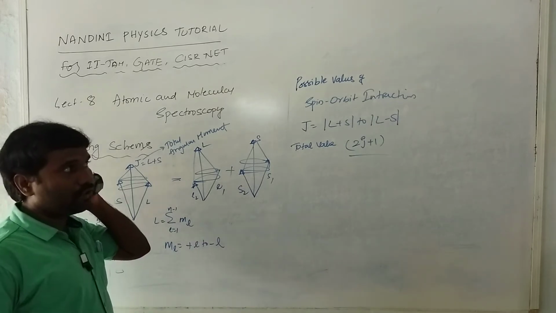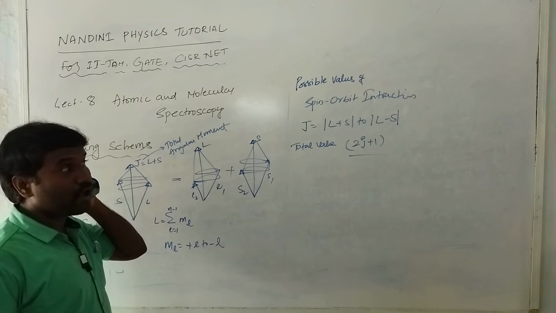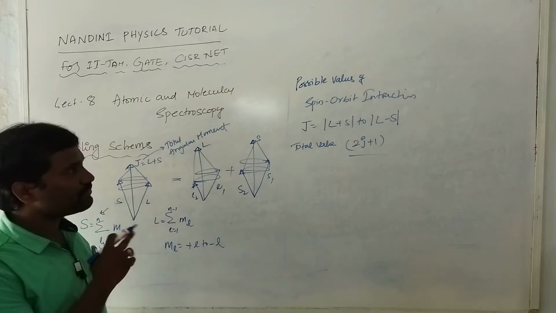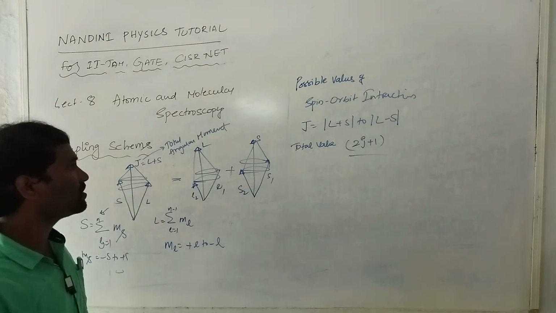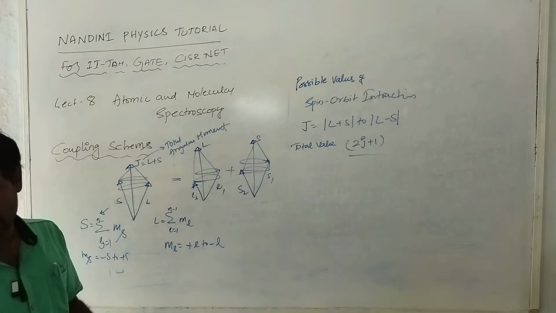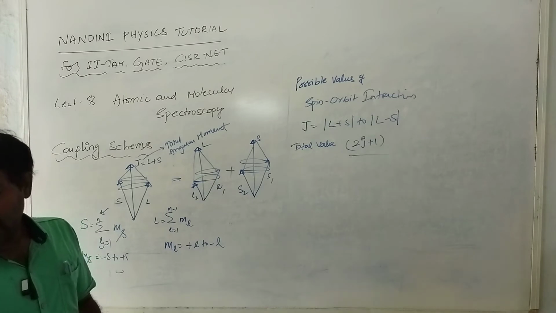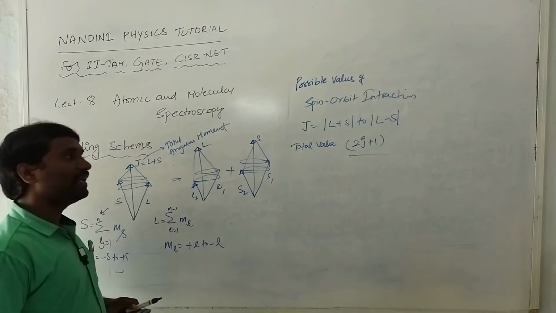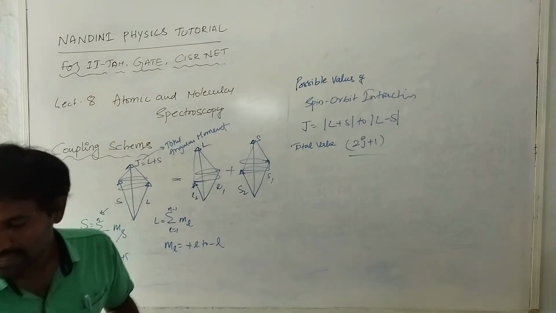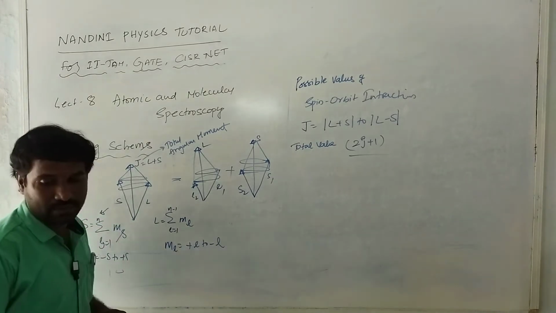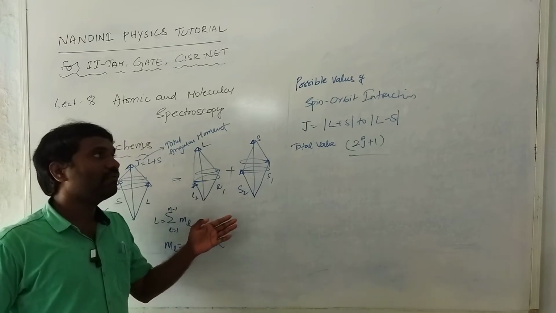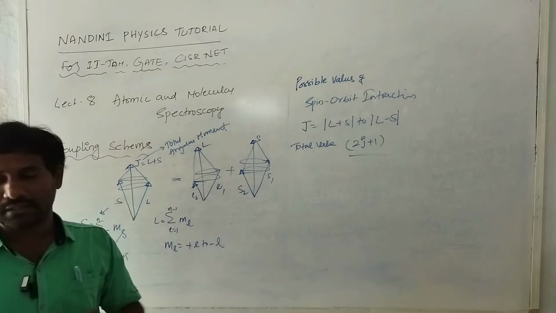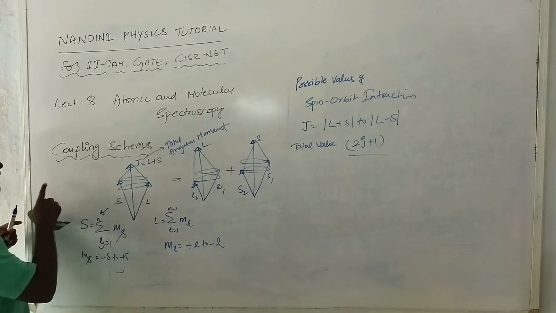Right now I want to do some spectral terms: how you will find spectral terms by using these principles, these three interactions. First, I want to deal with non-equivalent electrons. Non-equivalent electrons means these electrons are never equal. So in the case of non-equivalent electrons, how will you identify the spectral terms? That is the next concept, spectral terms.